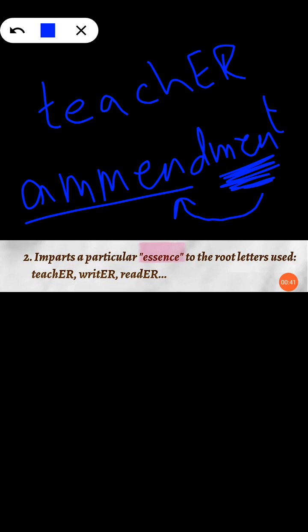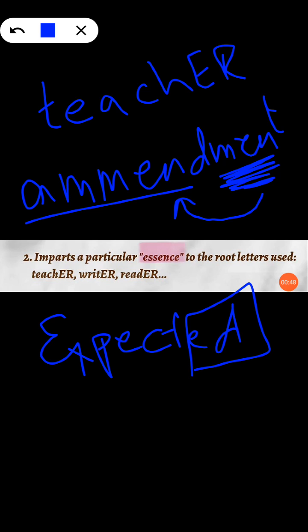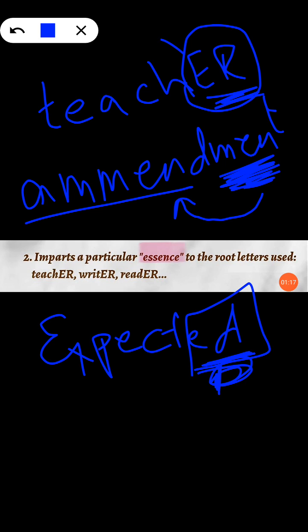Okay, there are many other examples. For example, expected. This ed shows that it is a past tense. So these are your suffixes, and while you don't really get patterns in English, in Arabic you do, but these suffixes serve the same purpose as the patterns do in Arabic. So just by adding this suffix ed or ment or shun or er, you simply give the essence of these suffixes to the verb that they are attached to. So somebody who teaches is a teacher, somebody who reads is a reader, somebody who listens to something is a listener.